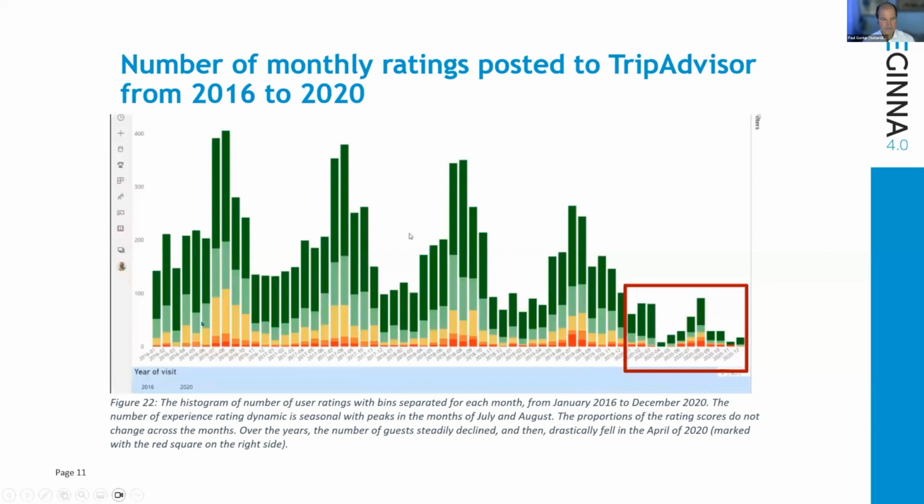And not surprisingly, it shows a seasonal pattern going up and down according to when the summer occurs in this period between June and September. But what it also showed from 2016 to 2020 was a gradual decline up until 2019, and then it just fell off a cliff in 2020 when COVID restrictions stopped travel in Europe.